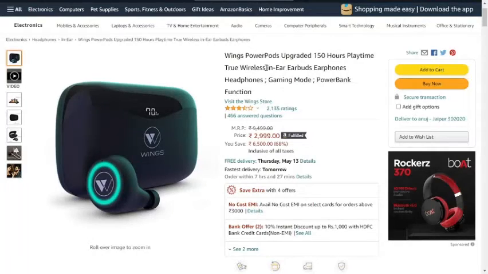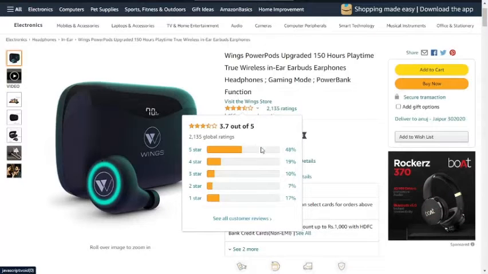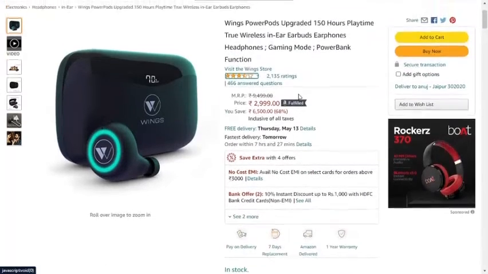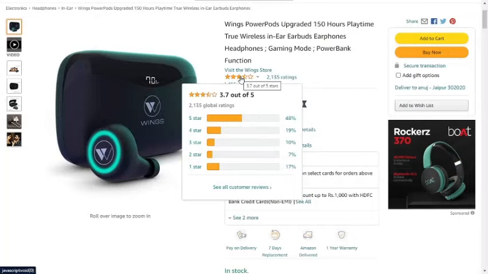It's a Wings power board upgrade. So how is the rating given to this? It has 48% 5-star rating and 4-star rating, and overall it has been given 3.7 out of 5. So how did they arrive at 3.7 out of 5? That's the problem, right? That's our task. We have to build a model to conclude the rating of a particular product.